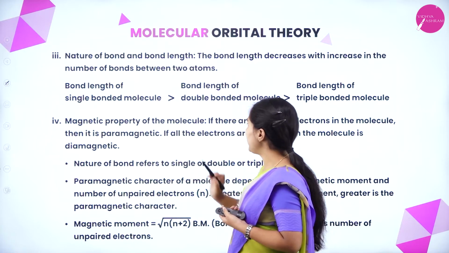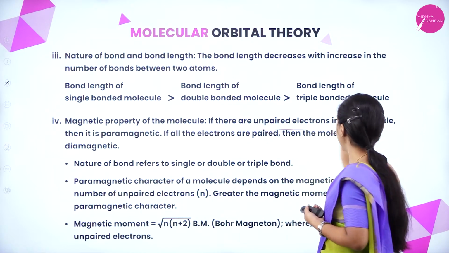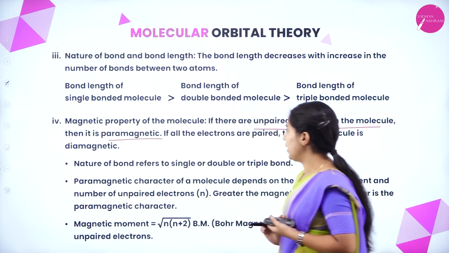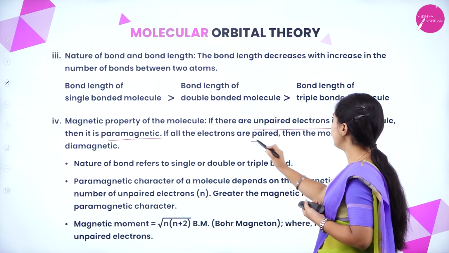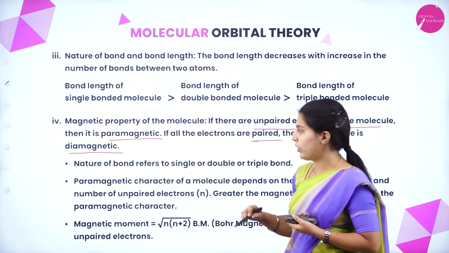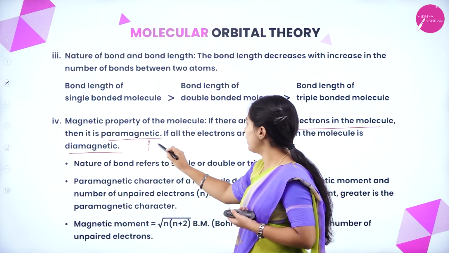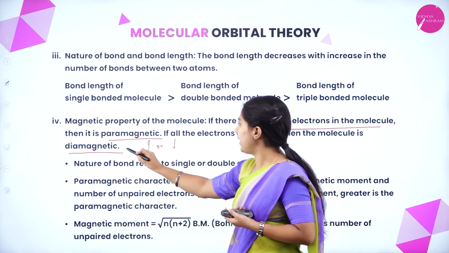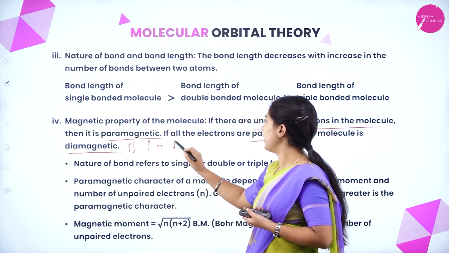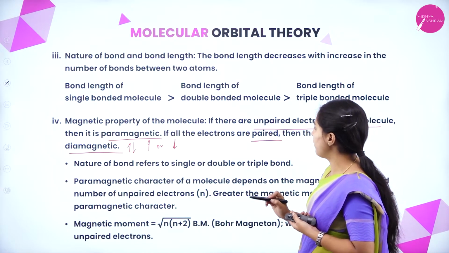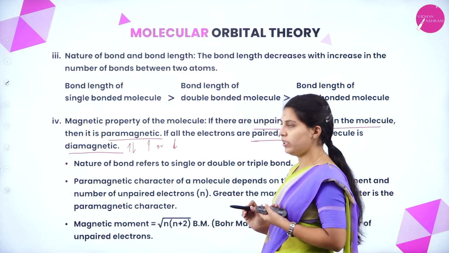Next, magnetic property of the molecule. If there are unpaired electrons in the molecule, then it is called paramagnetic. If all the electrons are paired, then it is called diamagnetic. Paramagnetic will be like this, but diamagnetic will be present like this. Nature of bond refers to single, double or triple bond.